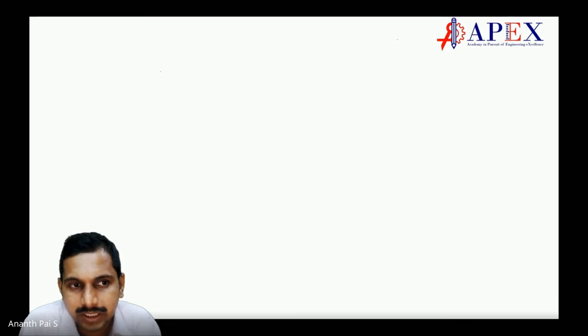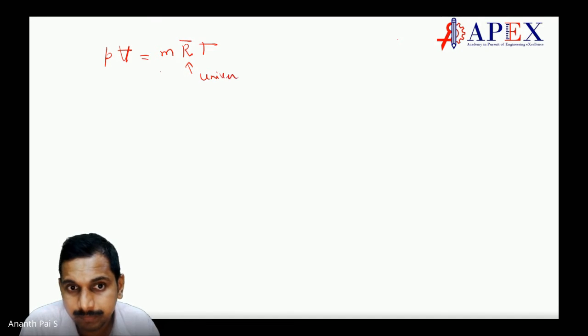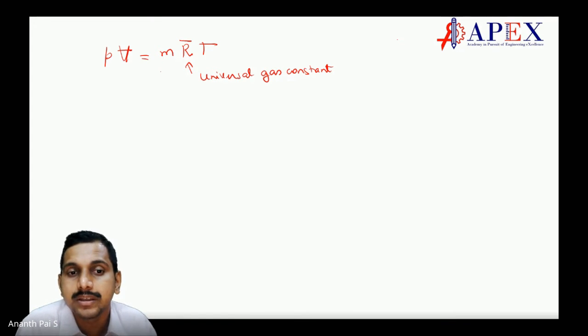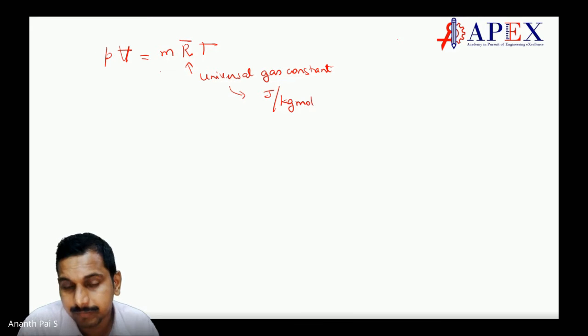Now when we studied in chemistry, what did we consider? The equation of state. We considered P into volume is equal to M into R, the universal gas constant, into T. Correct, PV is equal to MRT. This was the universal gas constant. What was its unit? It is joules per kg mole Kelvin.